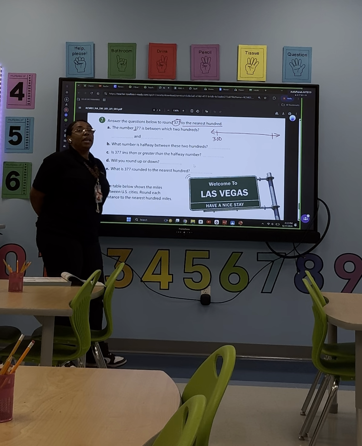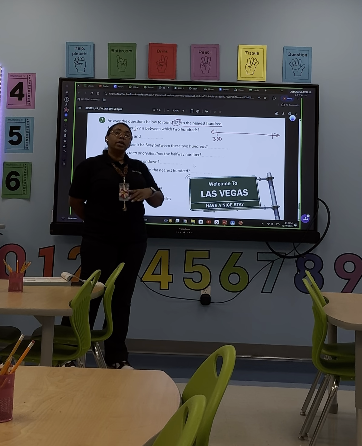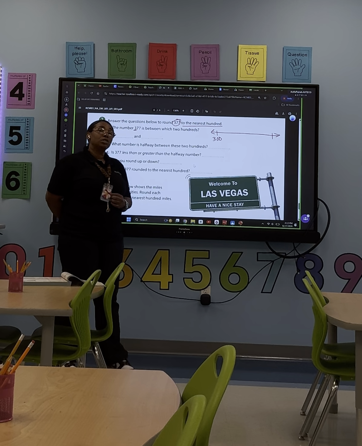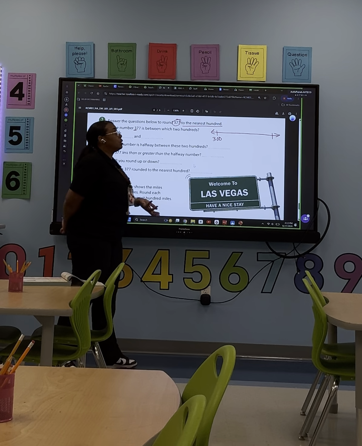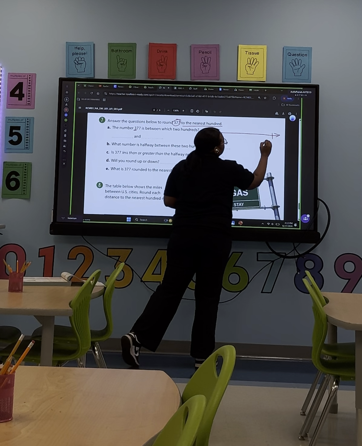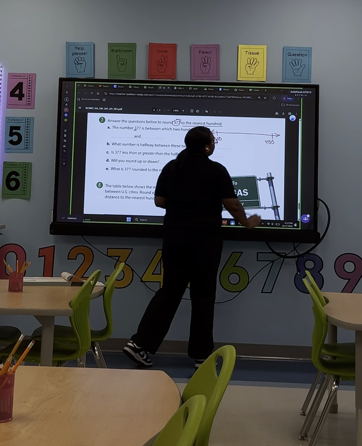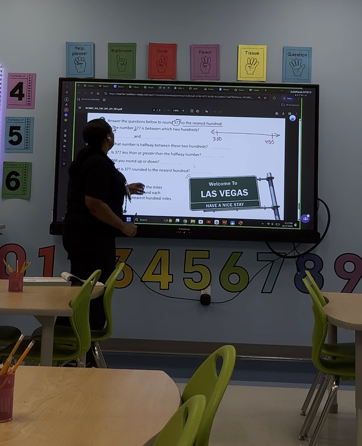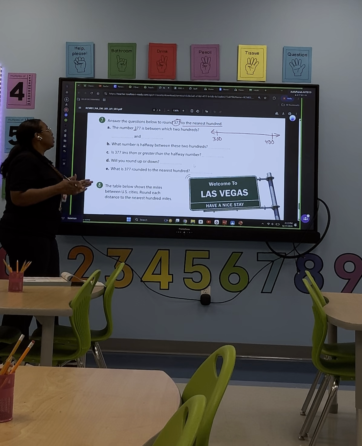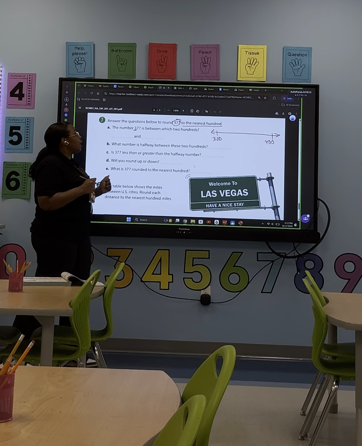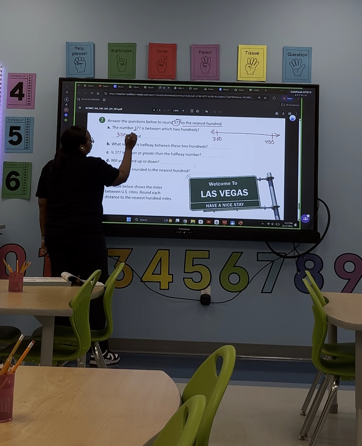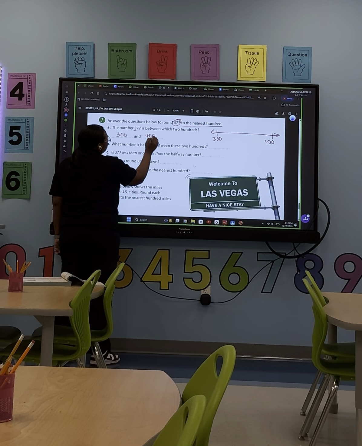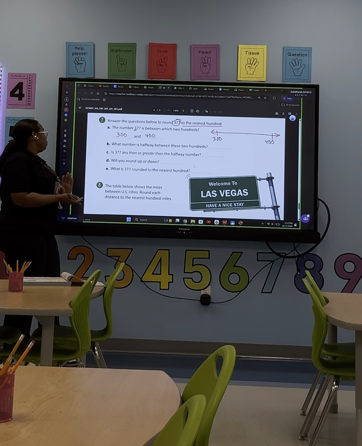That would mean my starting number is going to be 300. And then my ending number is just going to be 100 more than my starting number. So since it's 300, 100 more than 300 is 400. All right, so we have now answered A, between which two hundreds. That would be 300 and 400. So we just put that on the line.